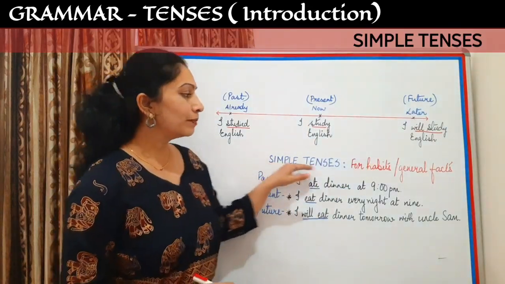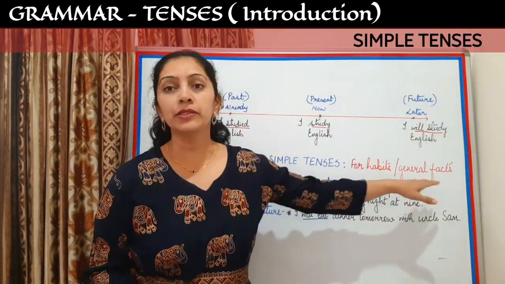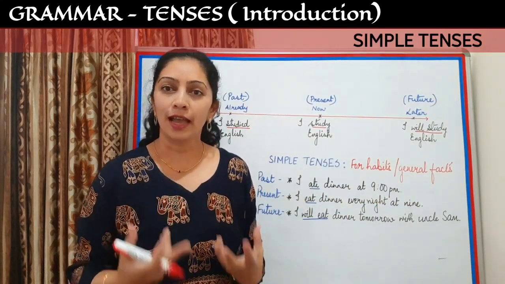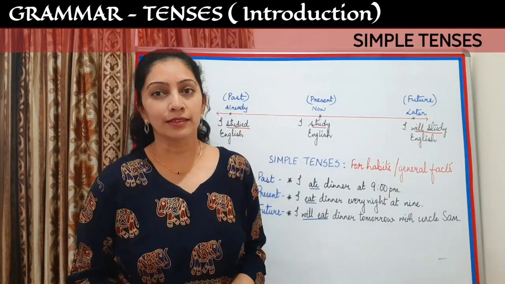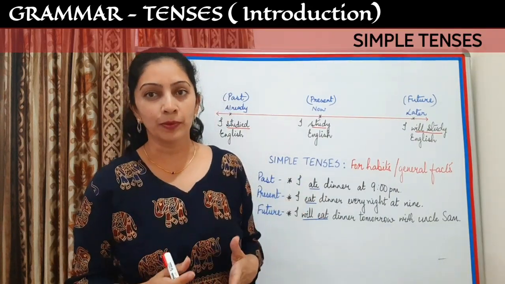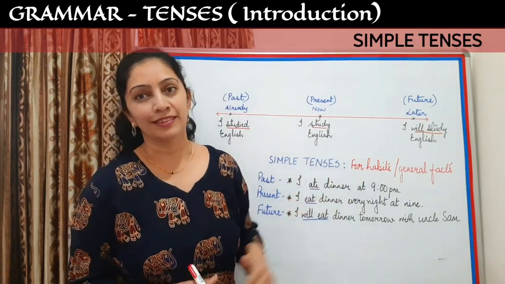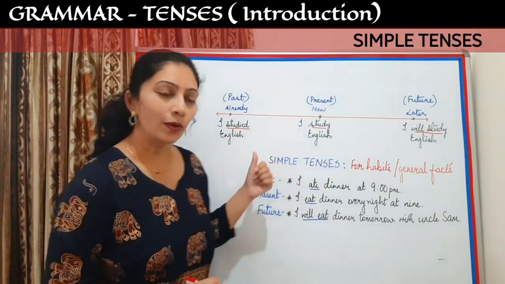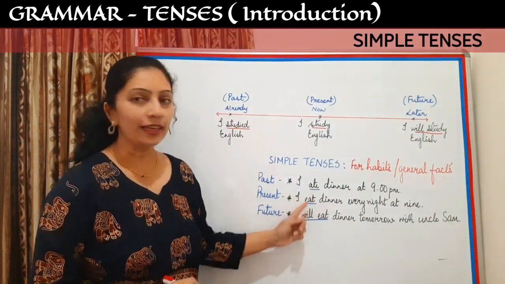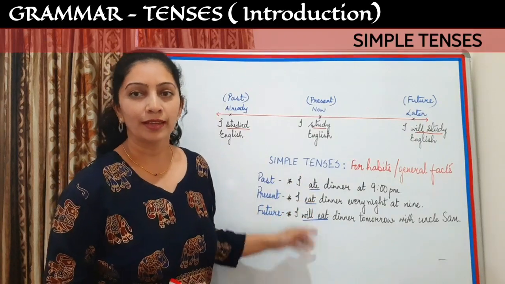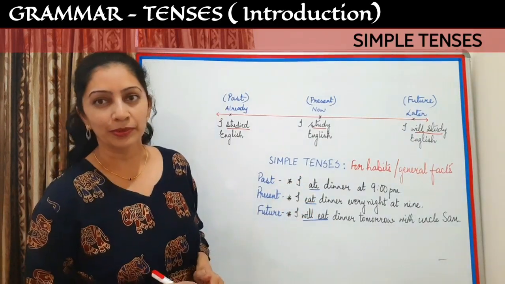Let's start. Simple tenses are used for habits or general facts. Any kind of habit in the present tense, or any kind of past habit can be spoken in terms of simple tenses. Now, when we talk about simple tenses, all the three tenses will take a different verb form. Let's read out these examples and you will come to know.